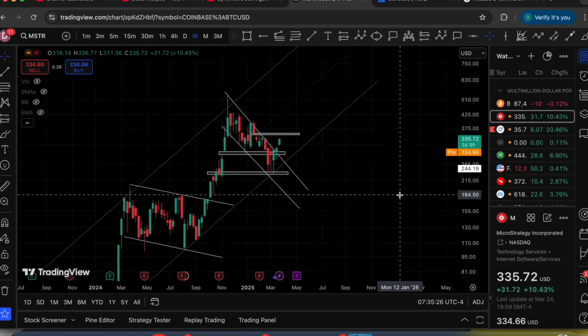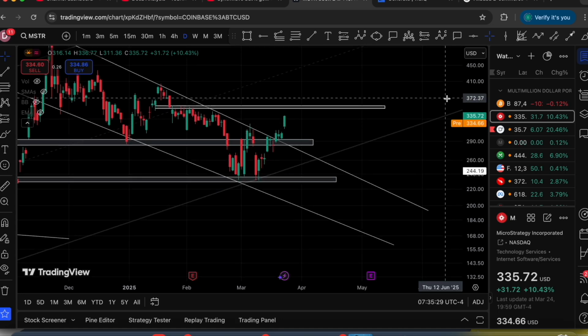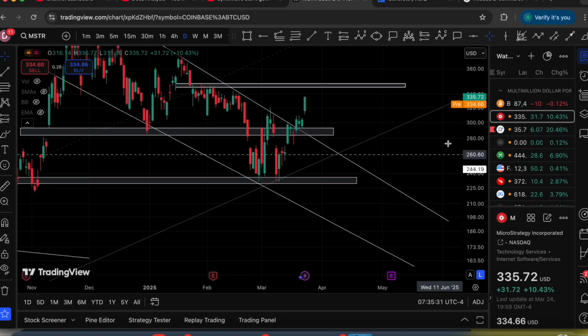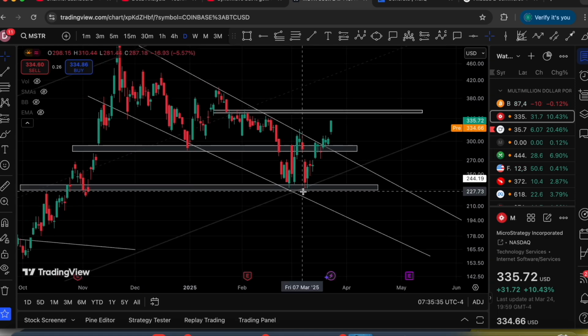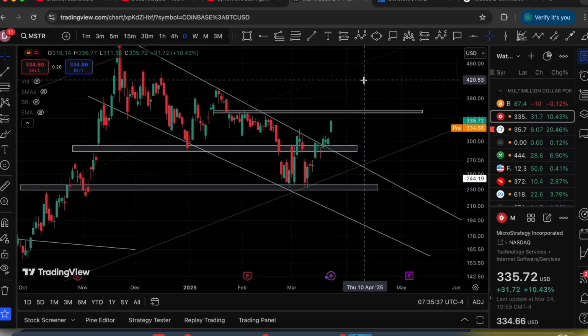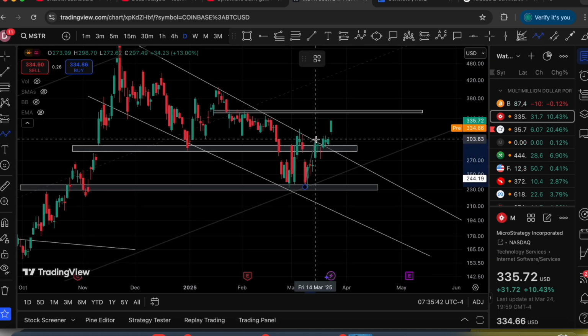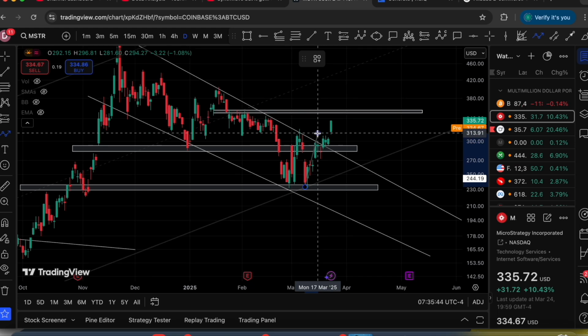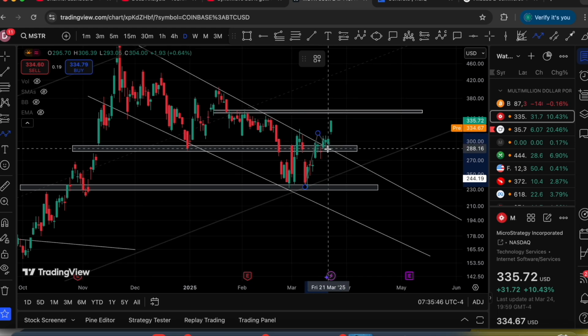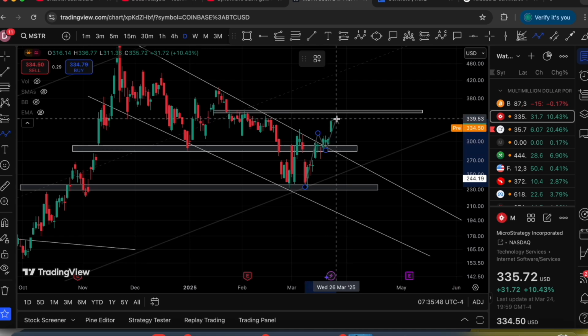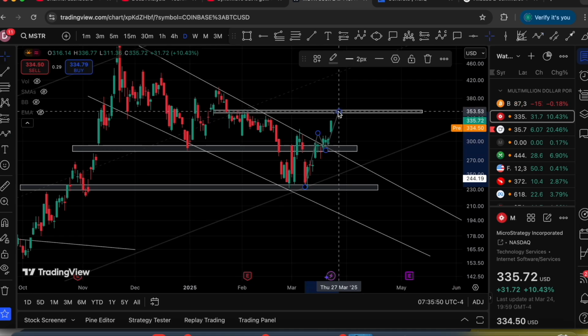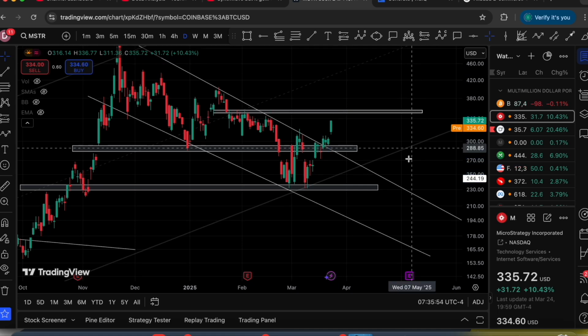Textbook breakout. Obviously it's early in the week, so we don't know what's going to happen, but this is definitely a great start. And we got the bullish scenario that we spoke about: push up, get that close on the daily, retest, and now make our way up to the 350 target. Let's see if we actually hit 350. If we don't, it's still okay.